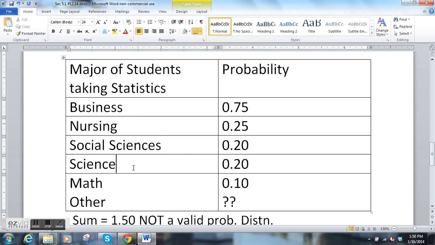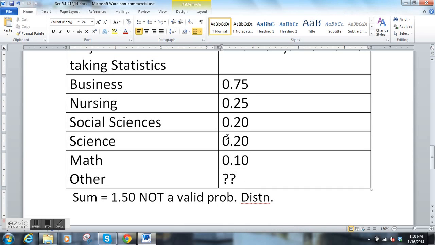So in general, when you are analyzing these tables, you want to see, are all the categories represented? And then are all the probabilities a number between 0 and 1? So you want to make sure none of these probabilities are greater than 1 or less than 0. And you want to make sure that they add up to 1. So if any of those things are not true, then you do not have a valid probability distribution.